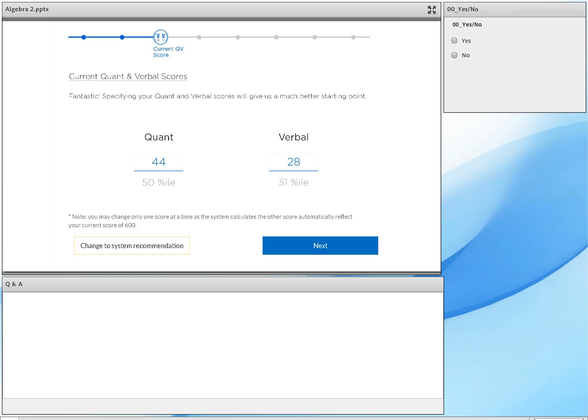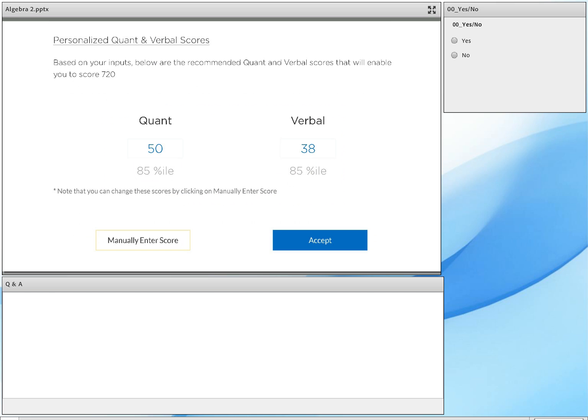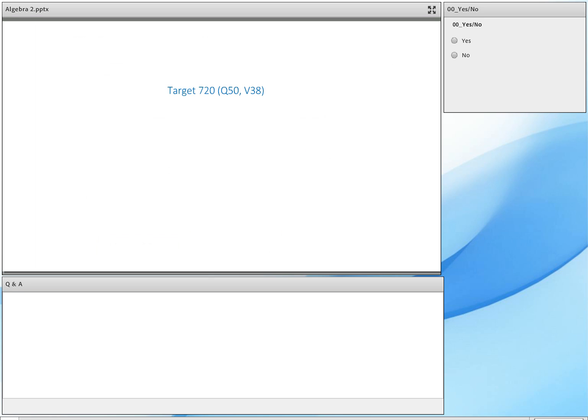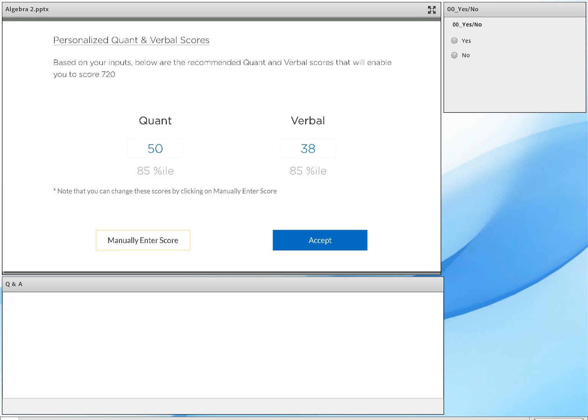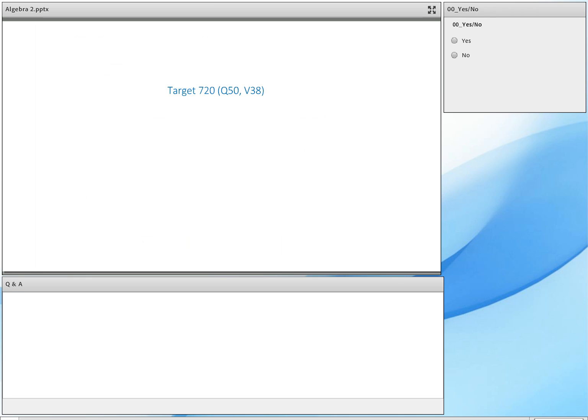The first thing to do is you need to enter your current quant and verbal scores. Next, based on your target score of 720, the system recommends the target quant and verbal split that you need to focus on. Next, once you decide that you need to get to a Q50 and a V38 in order to get to that 720, you then decide what should be the makeup of this Q50 and a V38, which is what we call intermediate trackable targets.